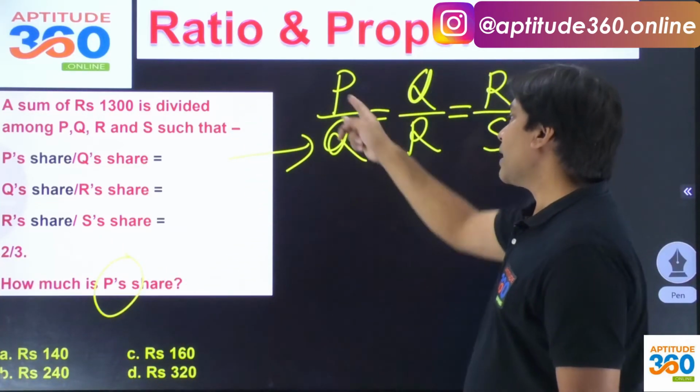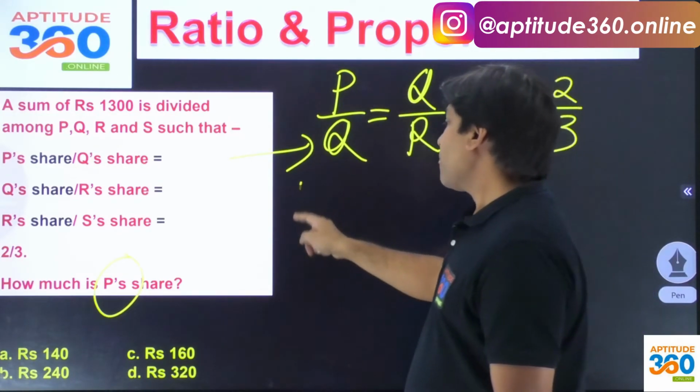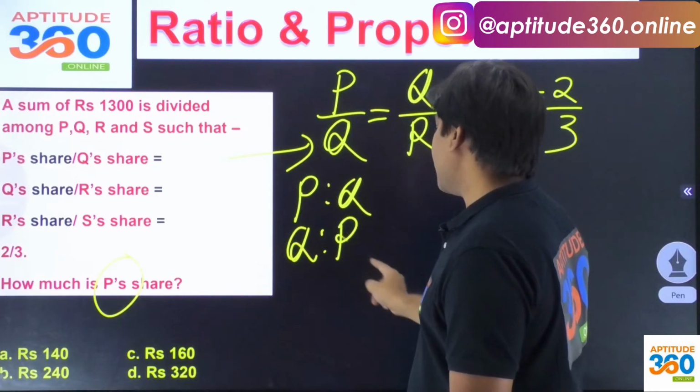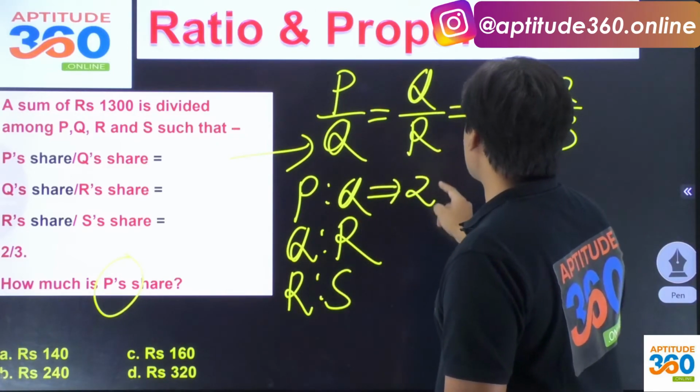First you should understand how to write this, and second, what is P by Q? P is to Q. And what is Q by R? This is it. And what is R by S? This is it. And this value is given to you as 2:3.